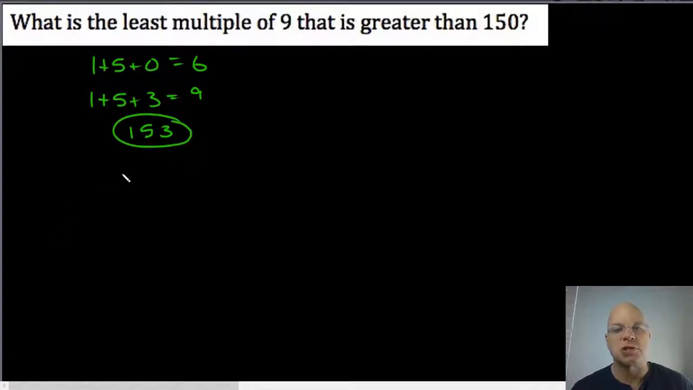You could list multiples of 9. You could start at 99, since that's close to 100, and then do 108, 117. You eventually get to 153, but it's a lot easier just to remember the divisibility rule for 9. Problem number 10.